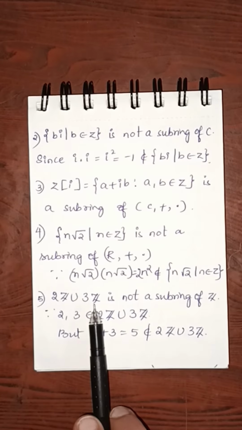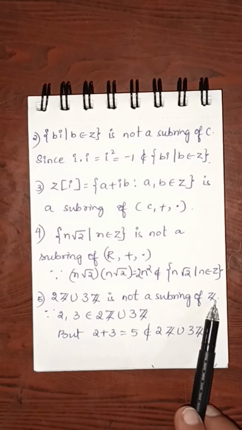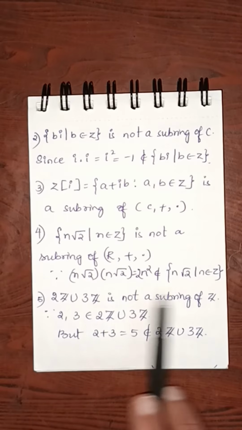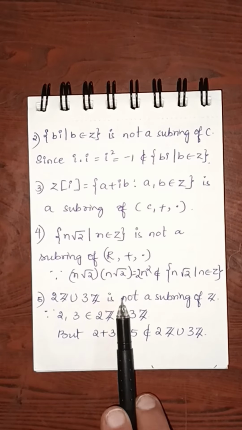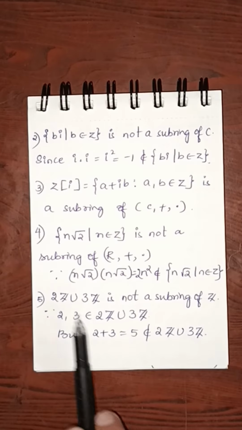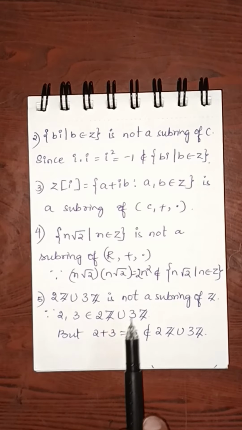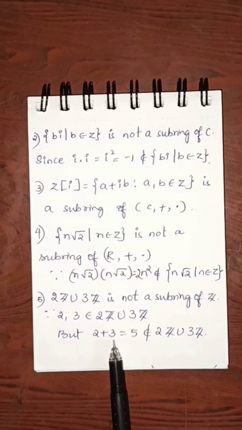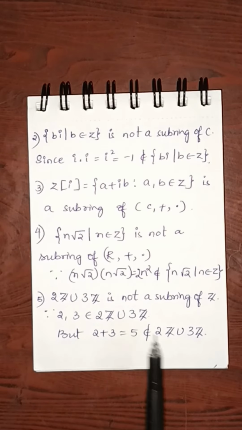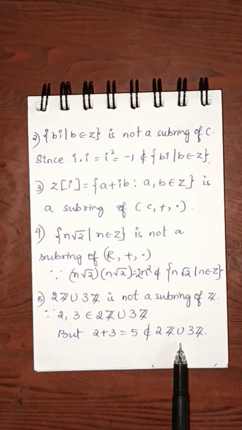Similarly, 2Z union 3Z is not a subring of Z, though 2Z is a subring and 3Z is also a subring. This is an example of the fact that the union of two subrings need not be a subring. 2 and 3 belong to 2Z union 3Z, but 2 plus 3 equals 5, and this 5 doesn't belong to 2Z union 3Z. It is not closed with respect to the addition operation. Hence, it is not a subring.